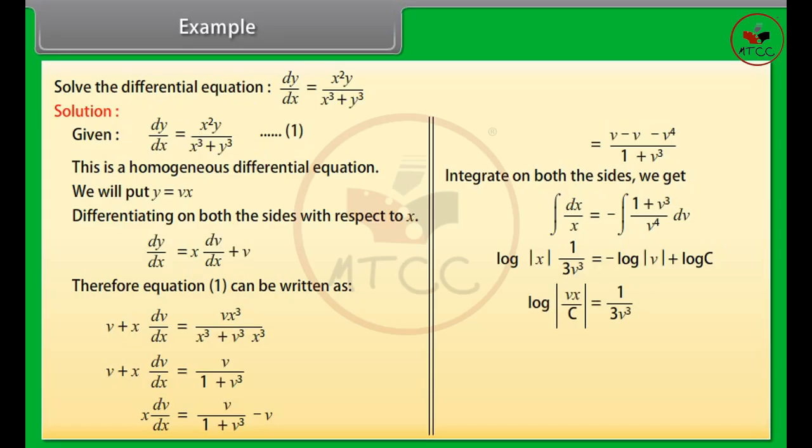Log of mod of v x by c equals 1 by 3 v cube. It implies that v x by c equals e raised to the power 1 by 3 v cube. It implies that y by c equals e raised to the power x cube by 3 y cube, or y equals c into e raised to the power x cube by 3 y cube.